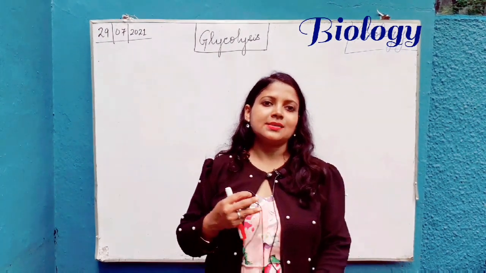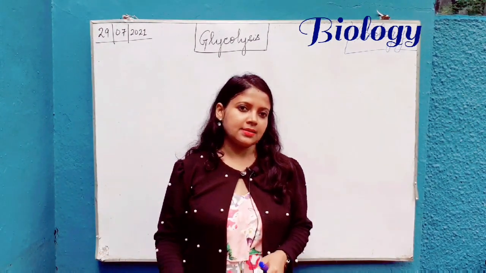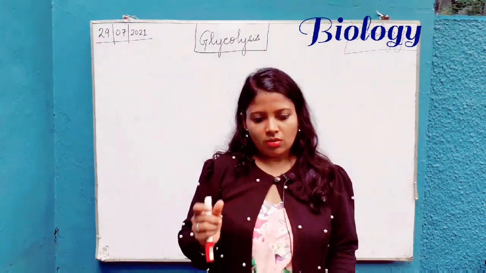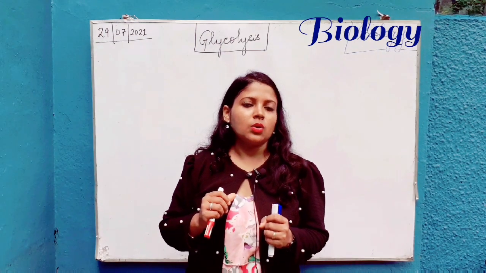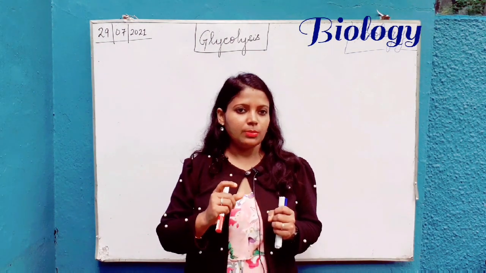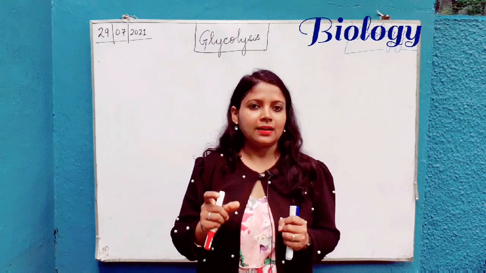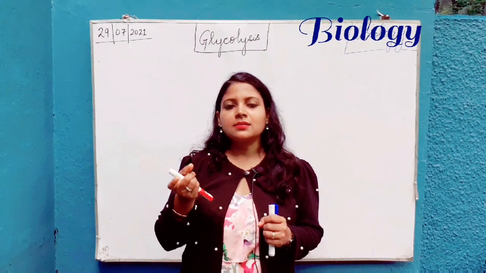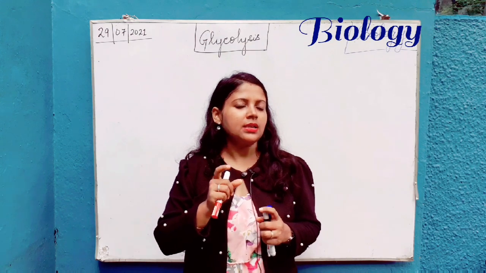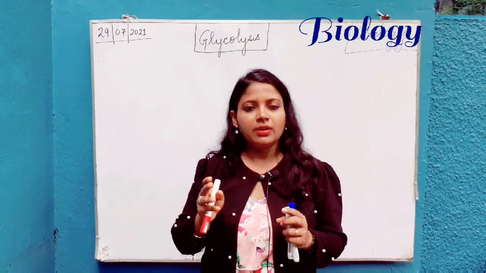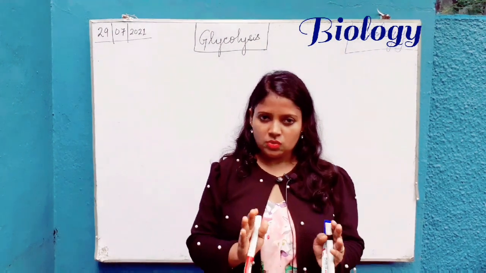When you do strenuous or heavy exercise, your muscle cells undergo the respiration which is anaerobic and which produces lactic acid. But in plants, in the case of anaerobic respiration, they produce ethyl alcohol when there is incomplete breakdown of glucose.